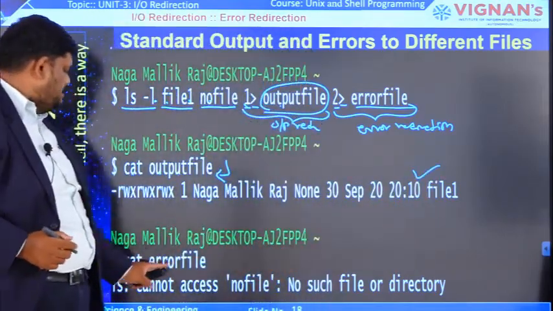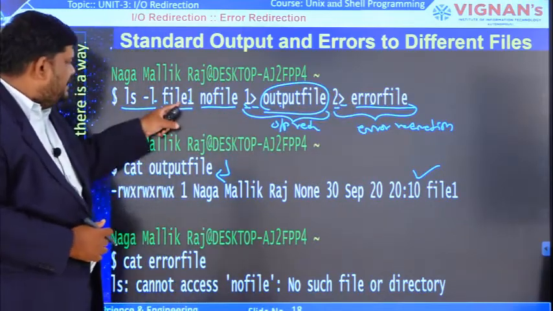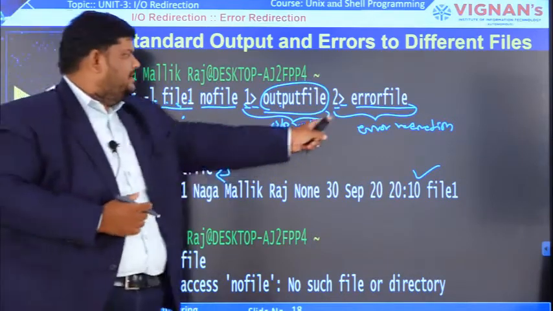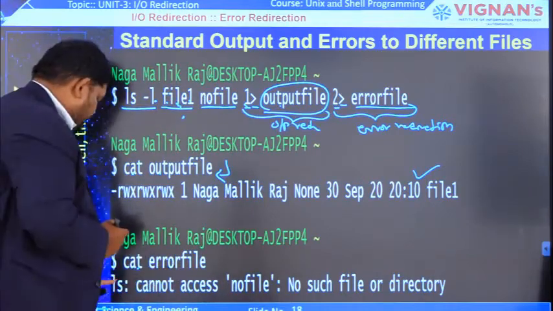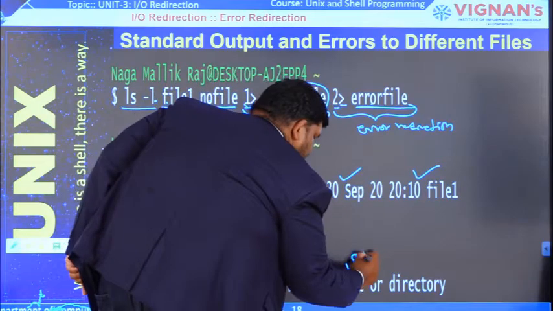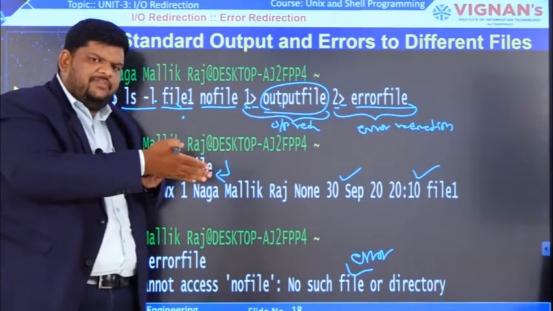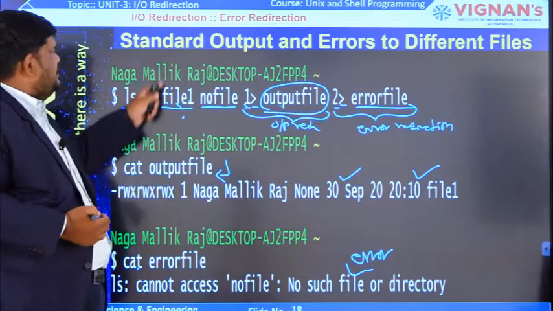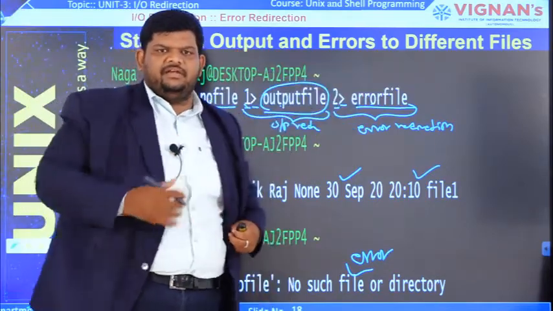If you check cat space error file, when any error message is encountered during execution of this command, that error message will be redirected to this file. That's why if you cat the error file, this is the error message. So this is the output, this is the error. Like this, we are redirecting the output into a specified file and the error into a separate file. So standard output and errors are redirected to different files.